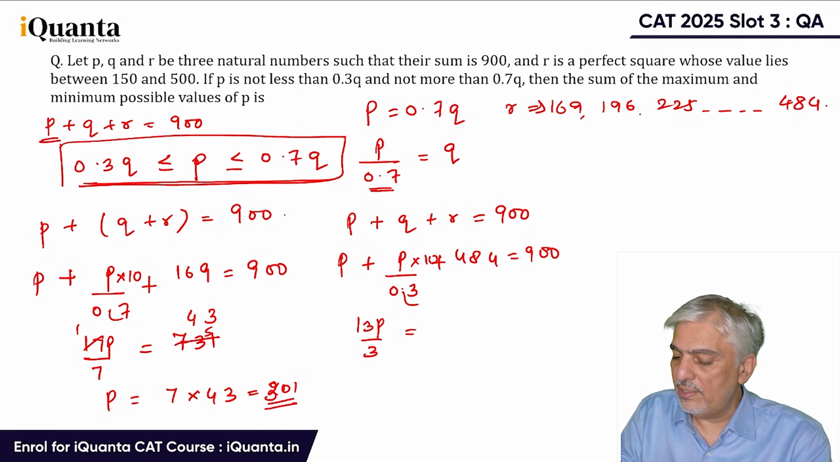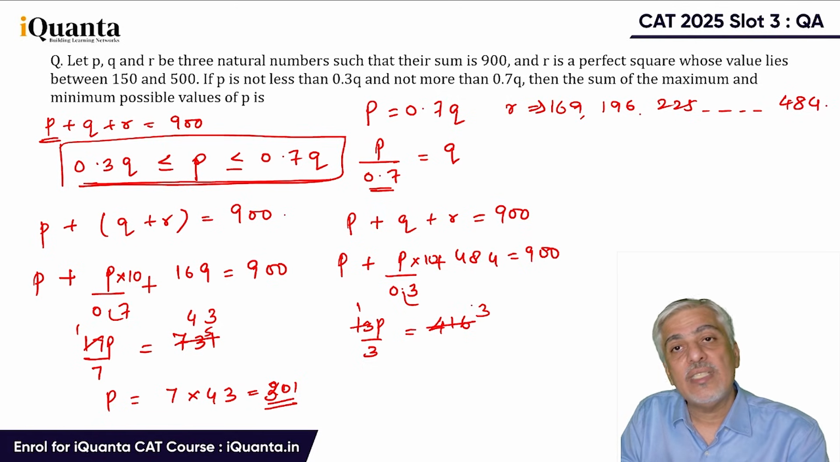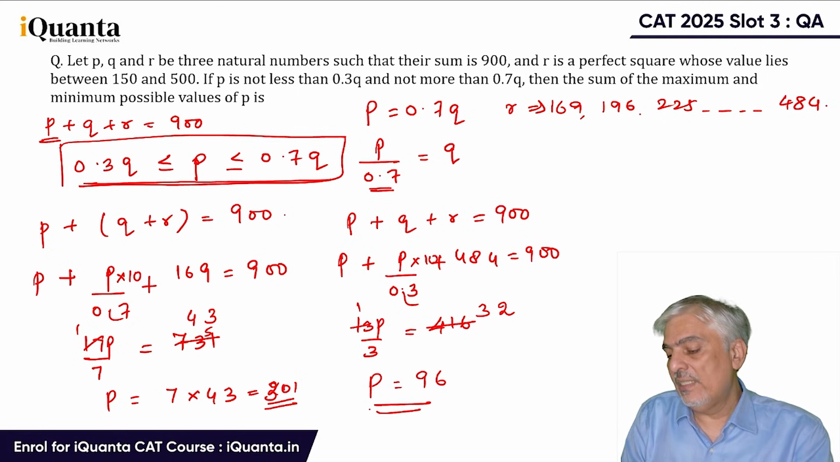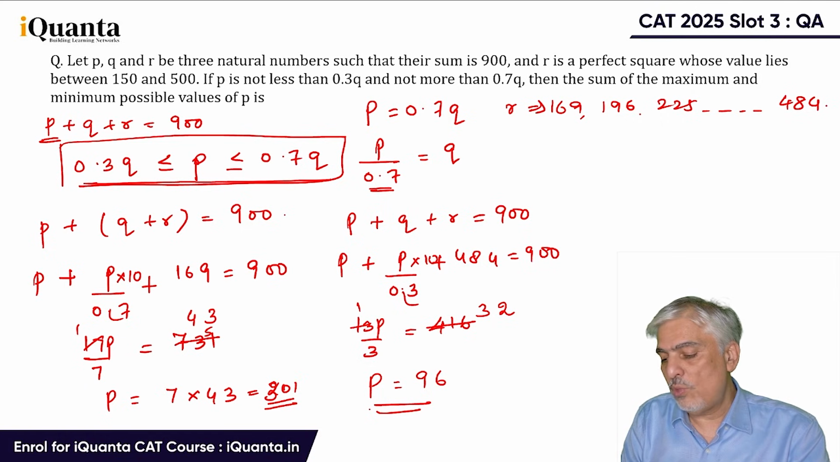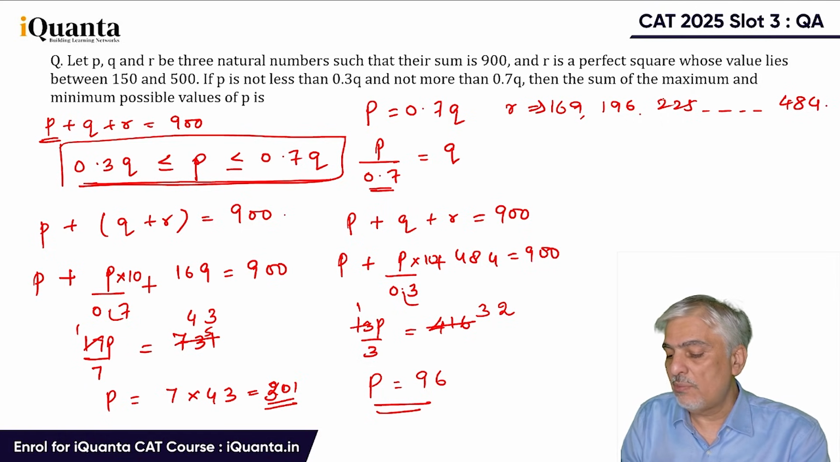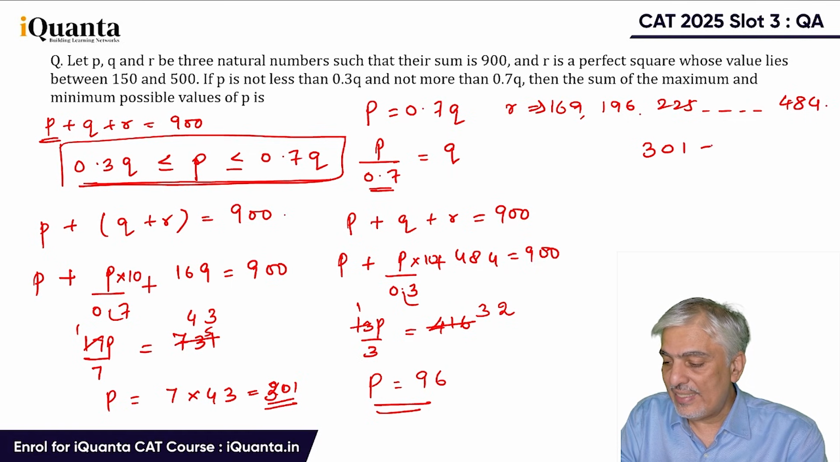That will be 416. Let's see if 13 goes here. 13 3s are 39, 13 2s are 26. So P will be 96. So P we got as 96. We have been asked for the sum of the maximum and minimum value. So sum of 301 plus 96, 397.